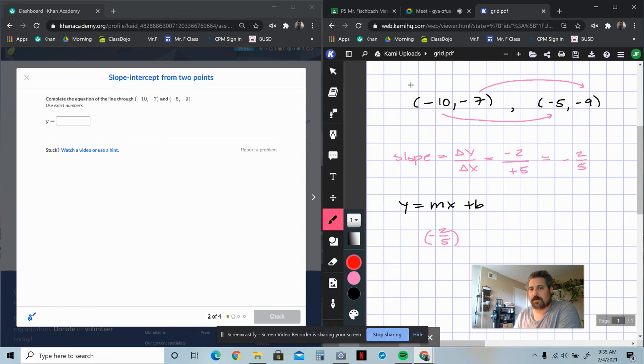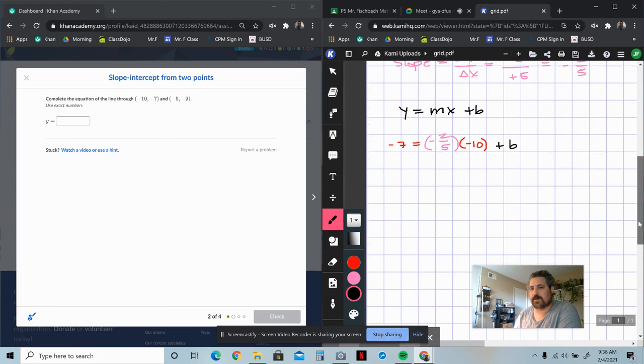So let's take the ordered pair on the left. Let's use that x and y value to plug into our equation and solve for the missing y-intercept. So we know when x is negative 10, the y value should be negative 7. So negative 7 is equal to negative 2/5 times negative 10, and it's got to be adding the intercept. We don't know what that intercept is yet. Okay, and we just solve for b.